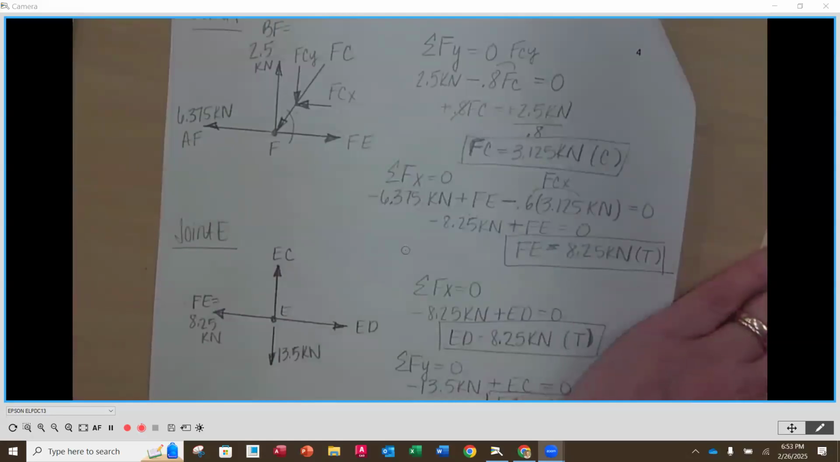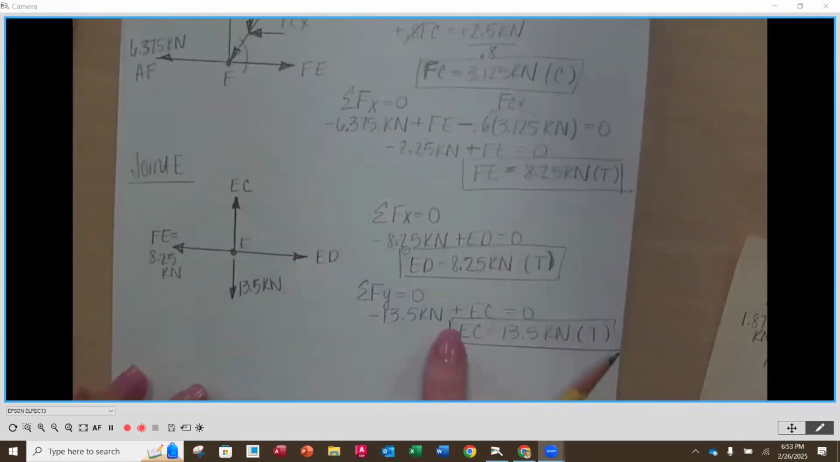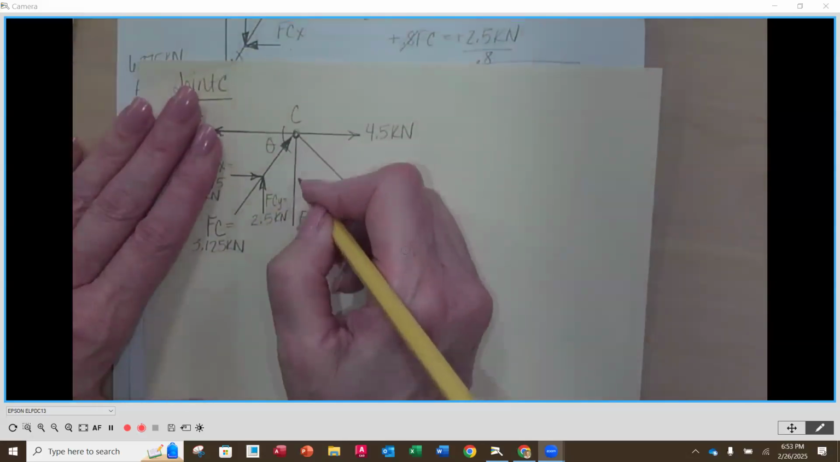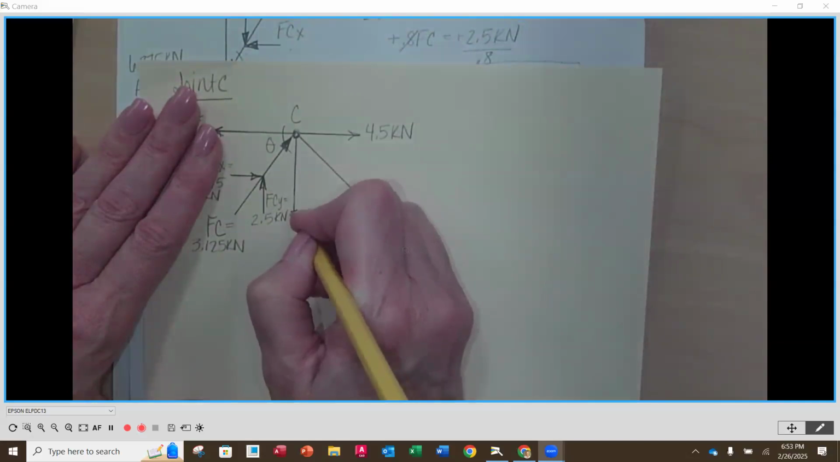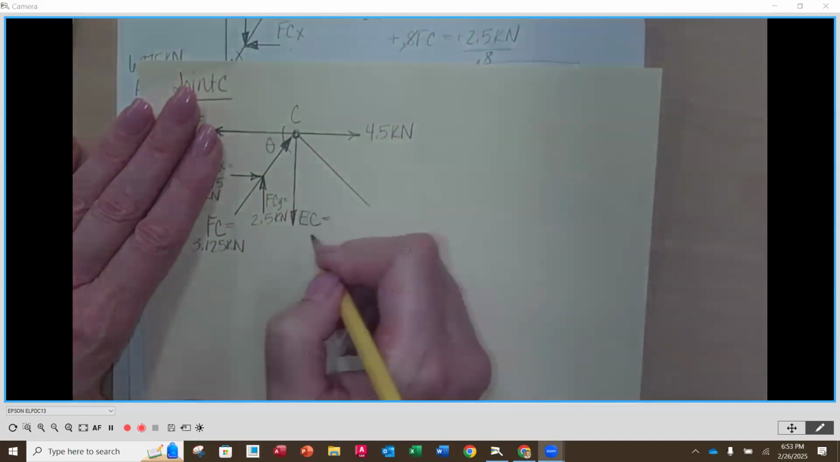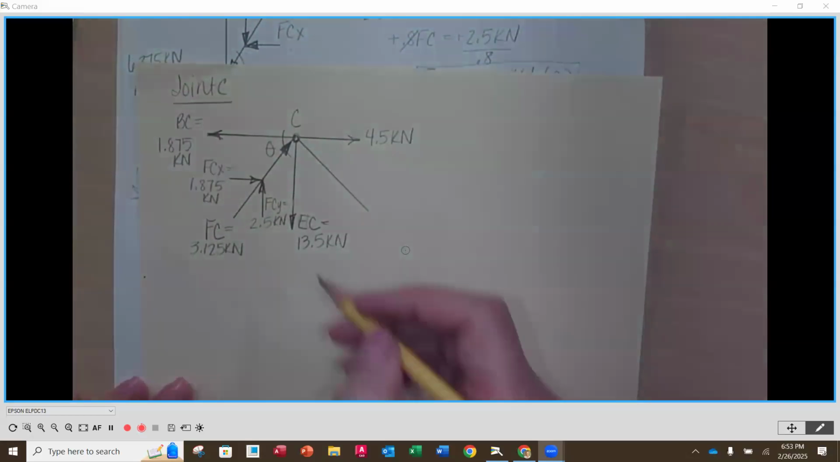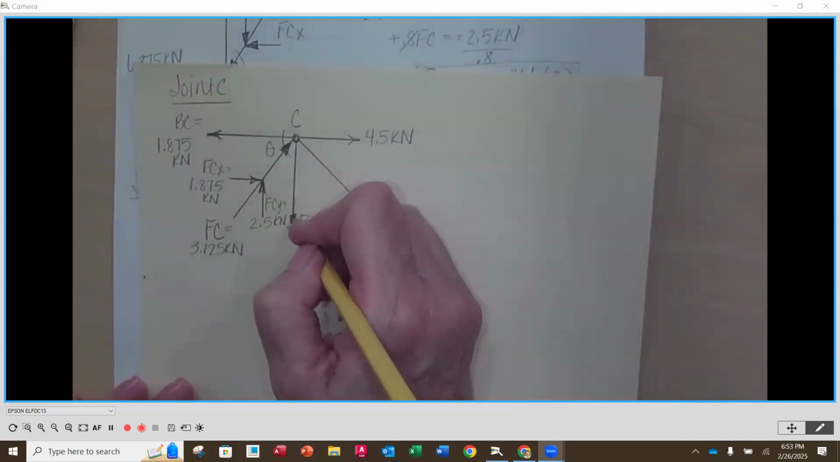EC, right? That's what we had from the previous. EC was in tension, its magnitude 13.5 kilonewtons. It is in tension off of E, so it has to be in tension pulling away from C. And that's going to be equal to 13.5 kilonewtons. That's the one coming down right here.